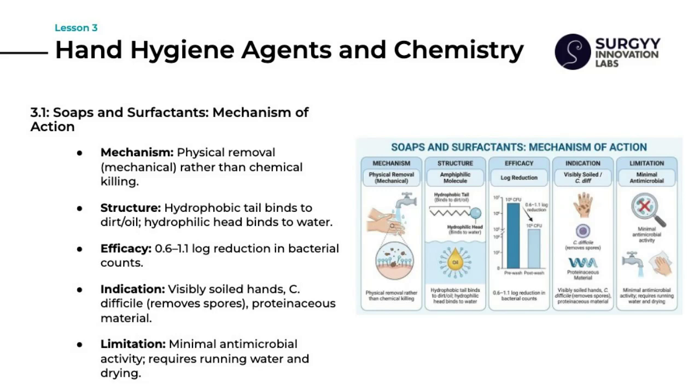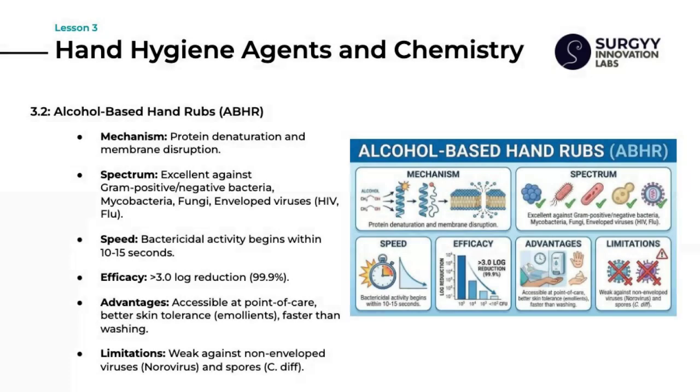In terms of efficacy, these agents typically provide a 0.6 to 1.1 log reduction in bacterial counts. The indication for soap and water includes visibly soiled hands, cases of C. difficile to physically remove spores, and the presence of proteinaceous material. A key limitation is that they offer minimal antimicrobial activity and strictly require running water and thorough drying to be effective.